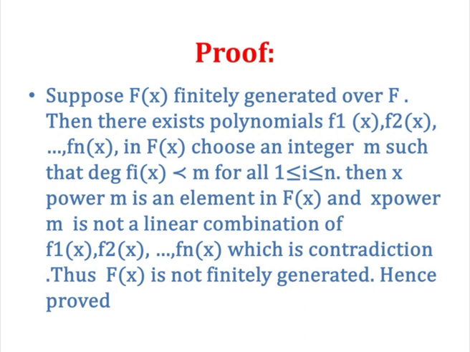Choose an integer m such that degree fi of x is less than m for all i lying between 1 to n. Then x to the power m is an element in F of x and x to the power m is not a linear combination of f1(x), f2(x), etc., fn(x), which is a contradiction. Thus, F of x is not finitely generated, hence proved.